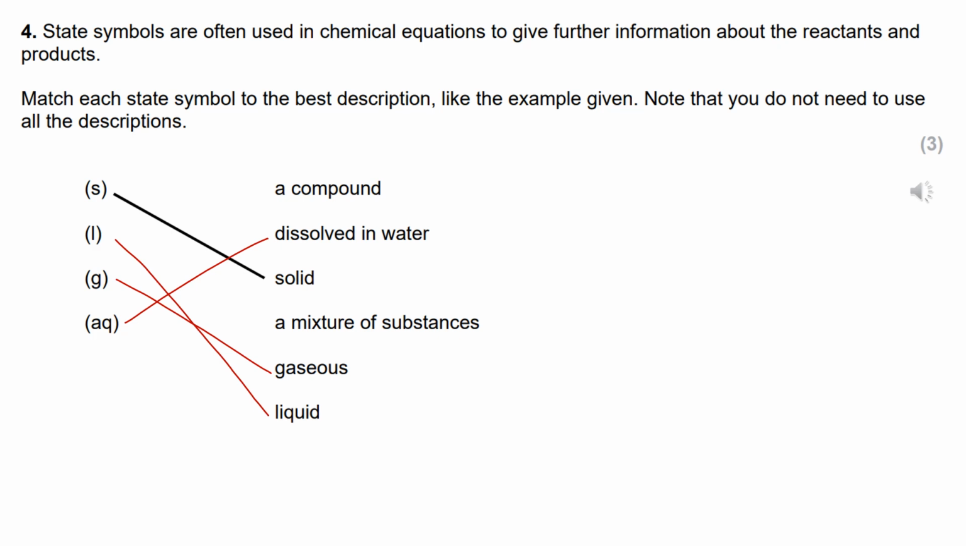Question 4 then is about state symbols, and you need to match up the state symbol to the best description of it. It does say note that you do not need to use all of the description, so there should be 1 line coming from each really. Now it gave you that S in brackets means solid, so that's not a mark, but there is 1 mark for L in brackets being a liquid, G for meaning gaseous, and AQ for dissolved in water, which stands for aqueous. So there shouldn't be anything going to compound or anything to a mixture of substances, and it was 1 mark for each of those lines.